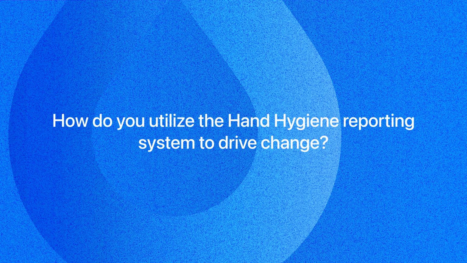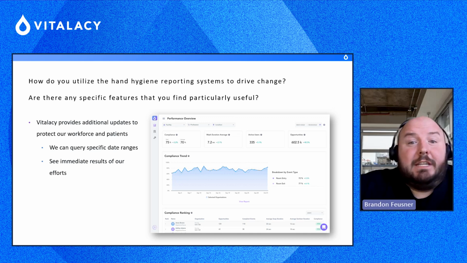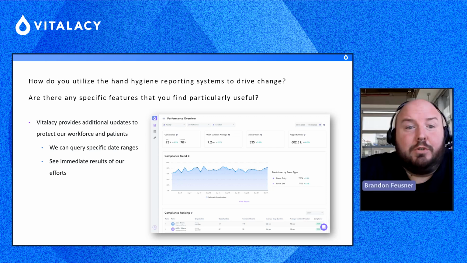So now let's look at how we utilize hand hygiene reporting systems to drive change, and if there's any specific feature that we find particularly useful. Our infection prevention team uses the reporting system to monitor compliance and provide coaching and guidance when needed. In addition, Vitalacy regularly pushes out new product updates that provide us with additional tools for managing our workforce and for improving our infection prevention strategies.